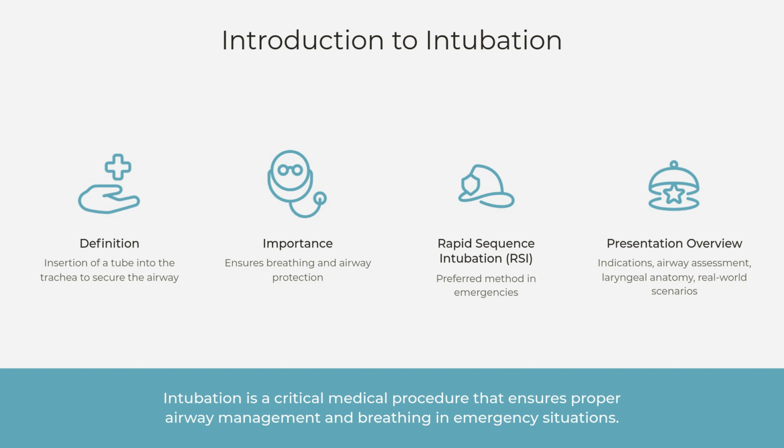The preferred technique in urgent situations is rapid sequence intubation, or RSI, which combines an induction agent, like etomidate or propofol, with a neuromuscular blocker, such as succinylcholine or rocuronium, to facilitate quick airway control while reducing the risk of aspiration. For example, in a trauma patient with a suspected cervical spine injury, RSI allows rapid intubation without excessive neck movement.